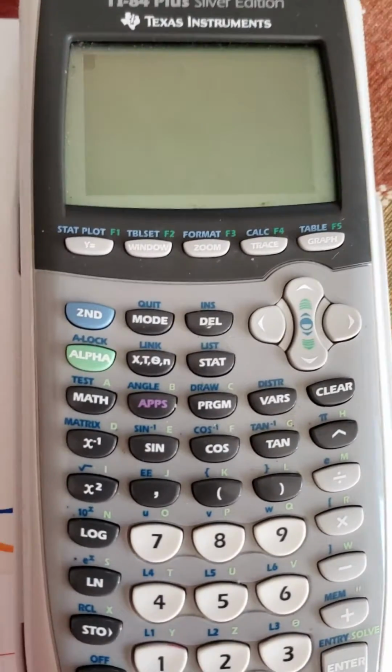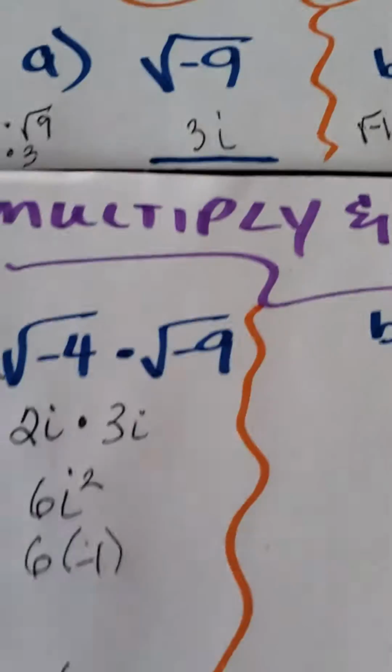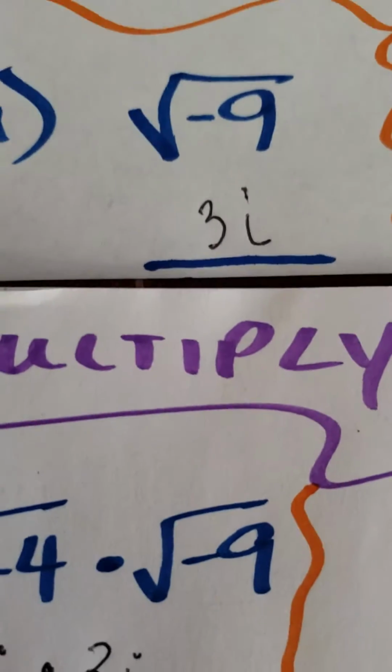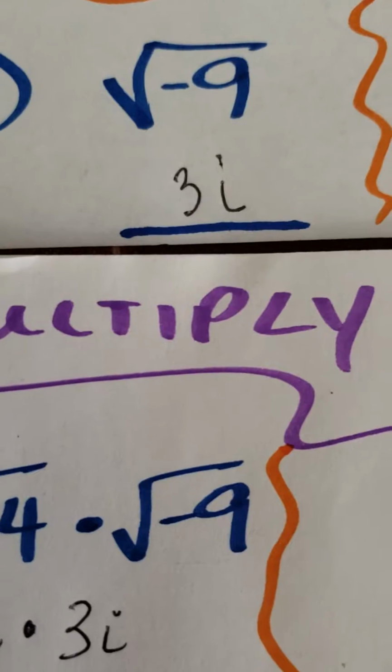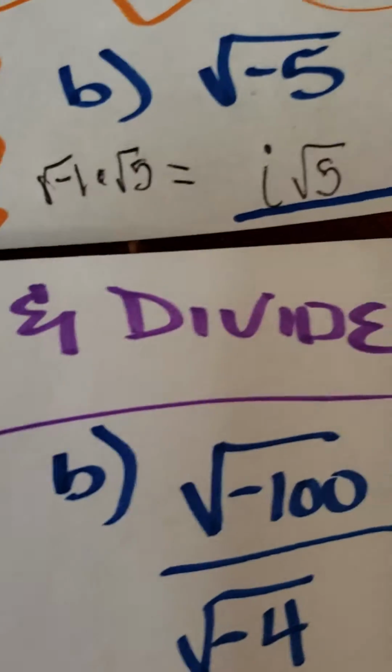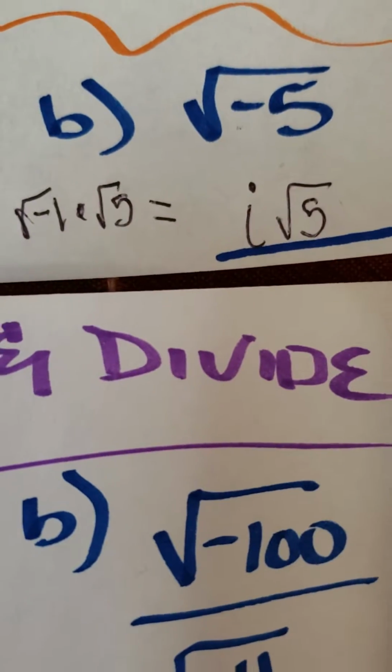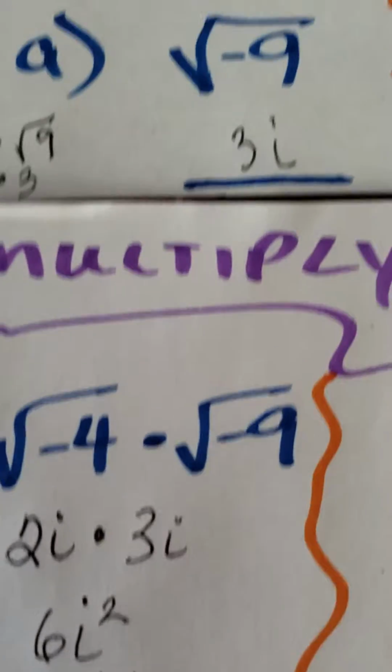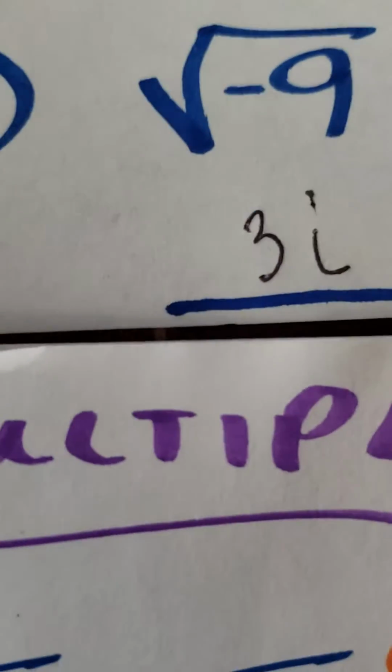Anyway, here we go. Now we are in imaginary form. So what couldn't we do before? We couldn't take the square root of -9. We would get an error message on our calculator. Okay, this is going to turn into a decimal, so I'm not going to bother with this one. But let's do the square root of -9, 3i.